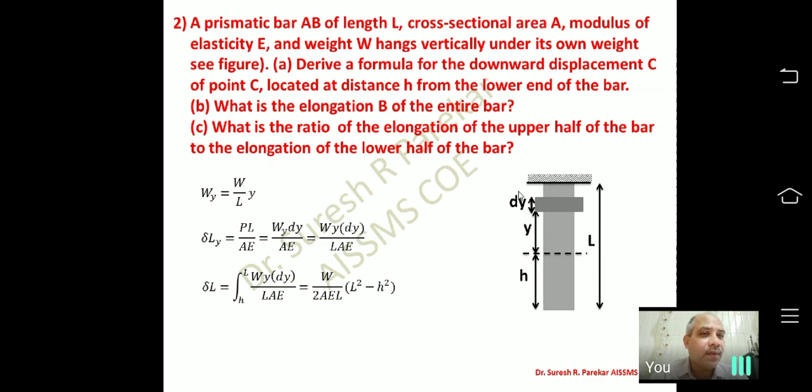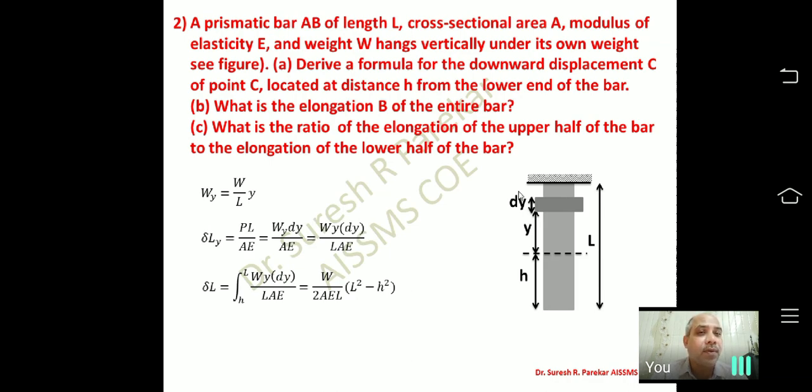So delta you can find at any point. The problem is simple. You may have any cross section. Here I have considered it as a rectangle. You may have circular, you may have trapezoid. So any type of bar you may have, and you have to find out the deflection due to its own weight.